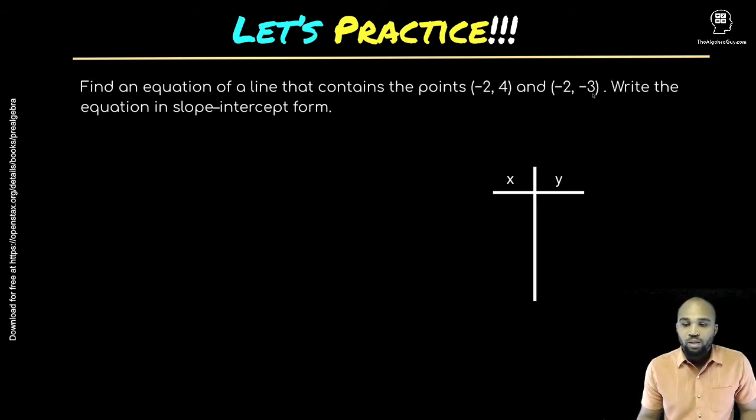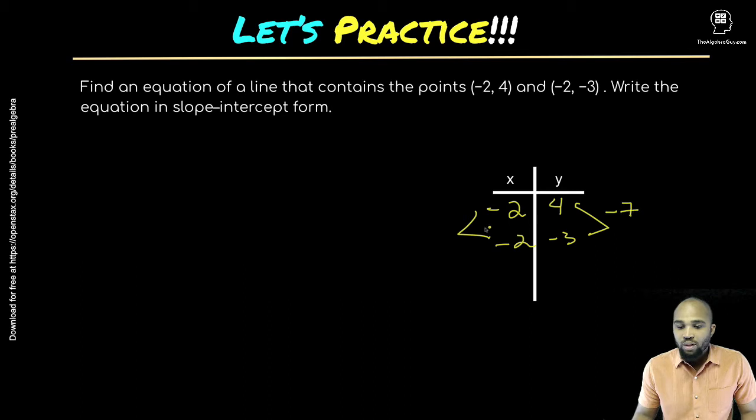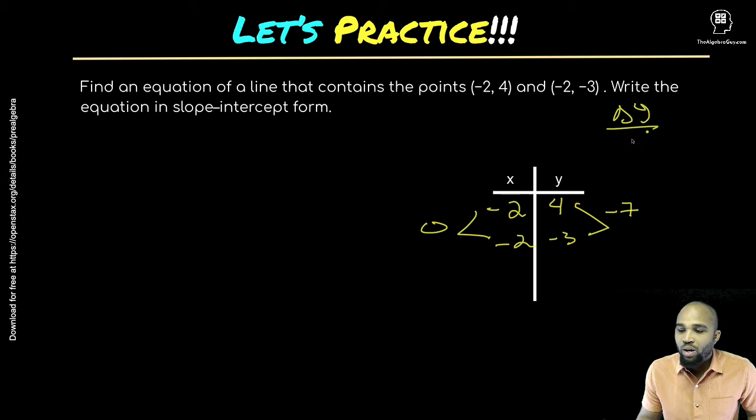-2, 4, and -2, -3. So we've got (-2, 4) and (-2, -3). Find my slope. This is going down 7, and this is going nowhere. This is not moving. It stays at -2. So this is going to be an interesting one, because change in y over change in x is -7 over 0, since it's not moving here.